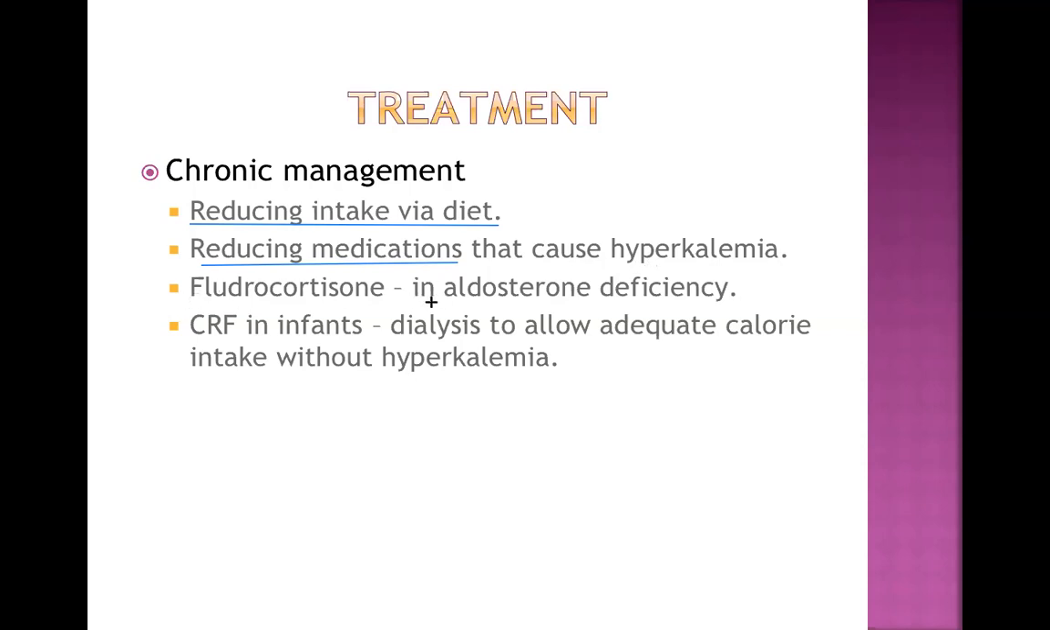In case of aldosterone deficiency, aldosterone is a mineralocorticoid, and the function of the mineralocorticoid or aldosterone is, let us repeat again, it will retain sodium in the body and excrete potassium. Now what happens if this aldosterone is deficient? The opposite type of effect will be there, that is hyperkalemia and hyponatremia. So to manage that, we can give fludrocortisone. This is a synthetic form of aldosterone. It should be given for a long time.